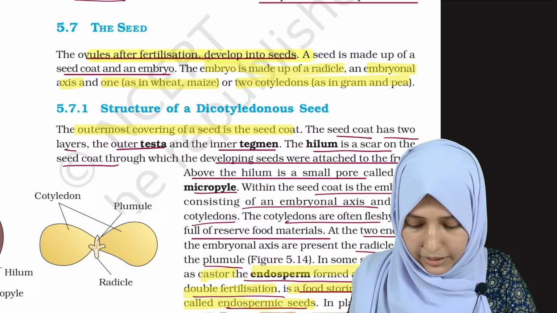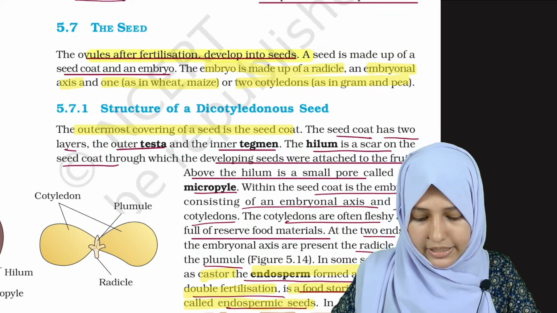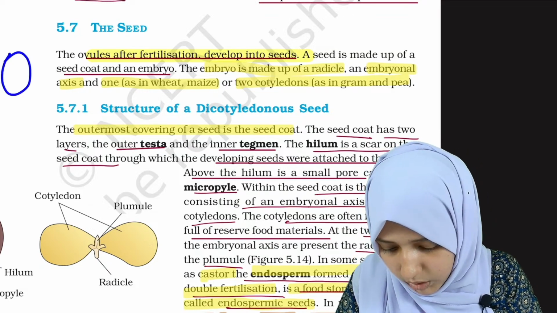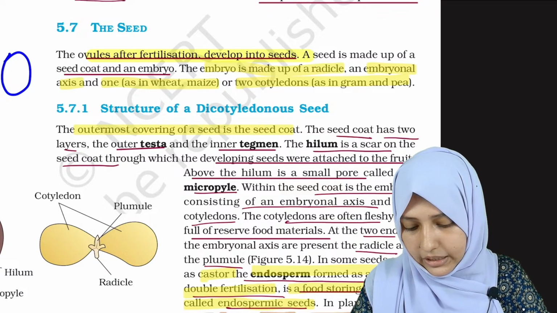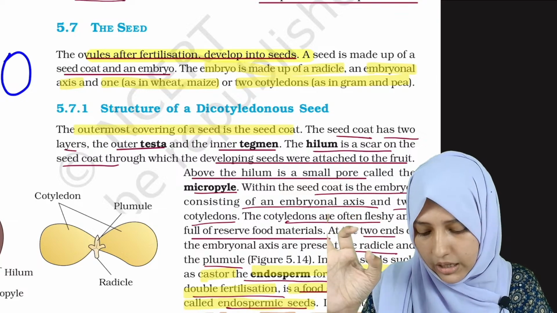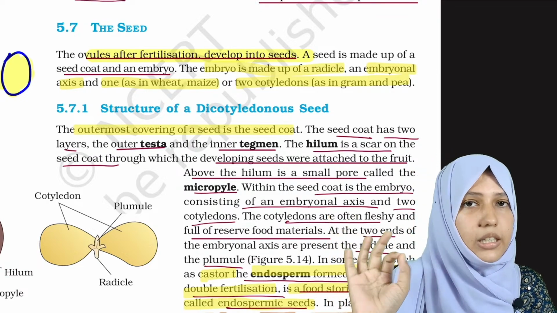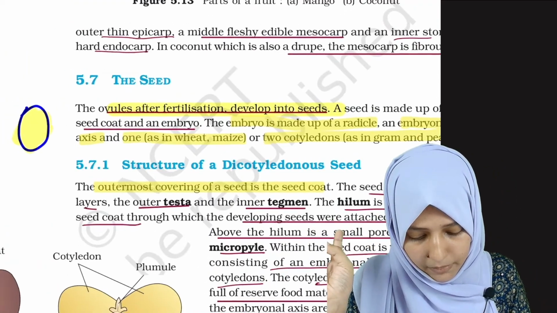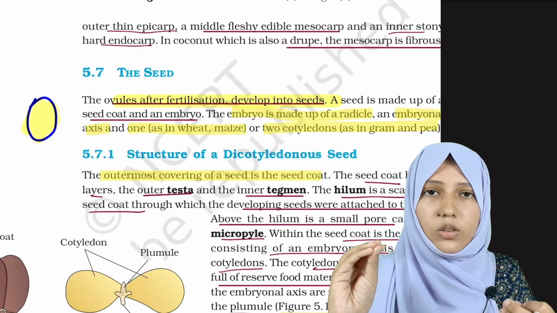Okay. Now what is a seed made up of? A seed can have a seed coat and an embryo inside it. This is a seed coat, which means a covering, and it will have an embryo inside. Those are the two parts. Now we are going to talk about the embryo.